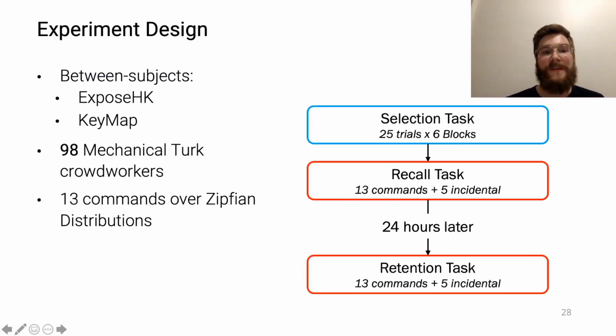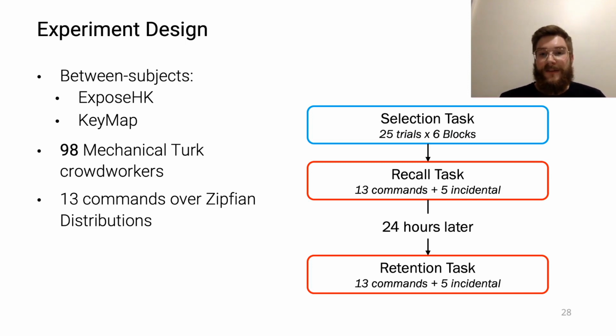Our experiment design was a between-subject design. We had two conditions, ExposeHK and KeyMap. We recruited 98 Mechanical Turk crowd workers, and each participant was assigned 13 different commands, and we distributed those using a Zipf distribution. The Zipf distribution was used to emulate real command use, where some commands are used more frequently than others, like copy is used much more frequently than replace.